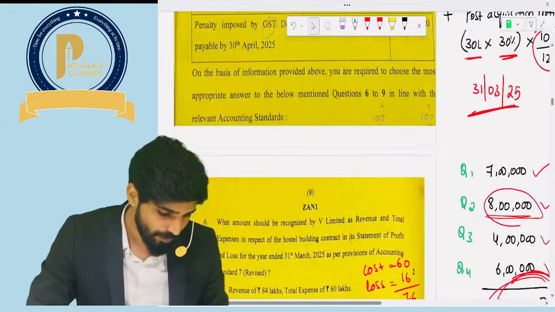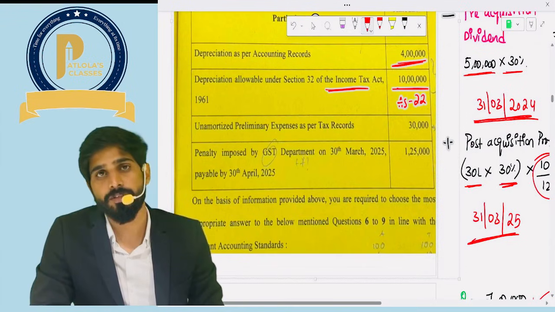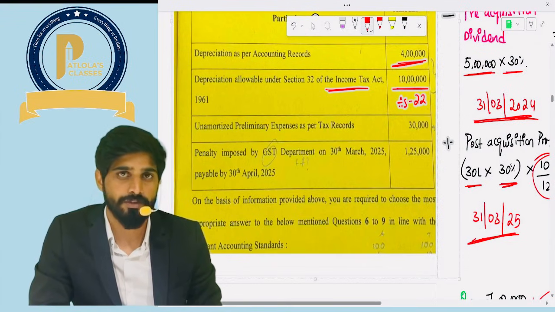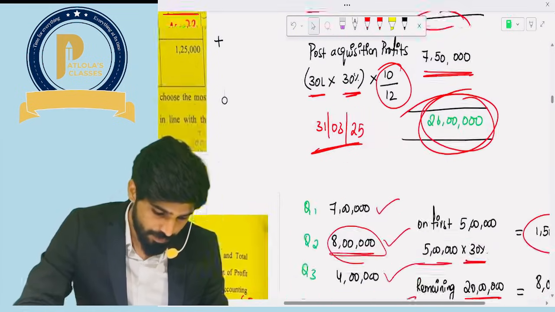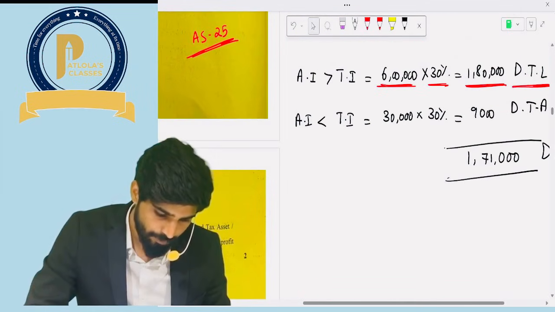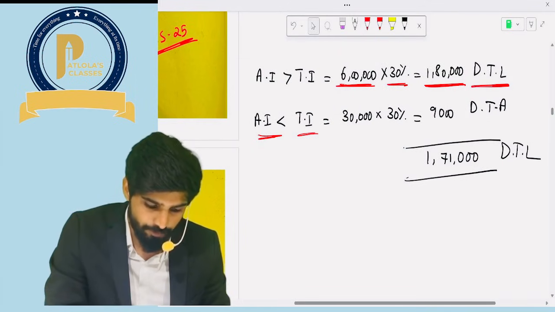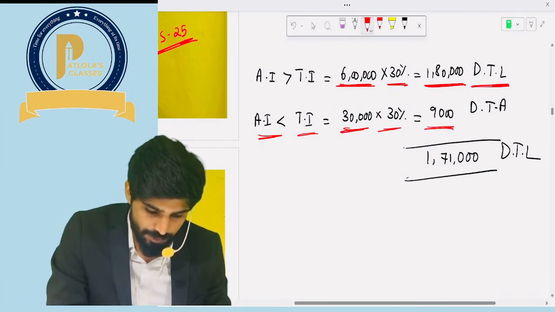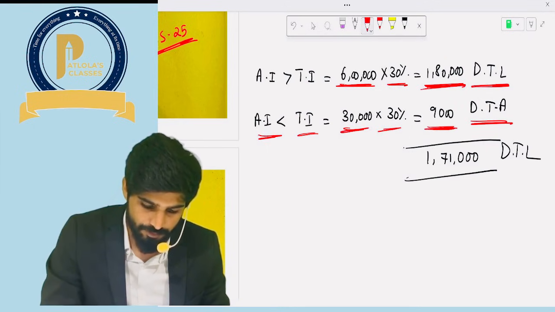Next, coming to the next one, unamortized preliminary expense as per tax. Who is not allowing? Tax is not allowing. So taxable income is more by how much? 30,000. By 30,000, taxable income will be more. When taxable income is more than accounting income, we create DTA. On 30,000 into 30%, 9,000 DTA. So 1,80,000 of DTL and 9,000 of DTA.